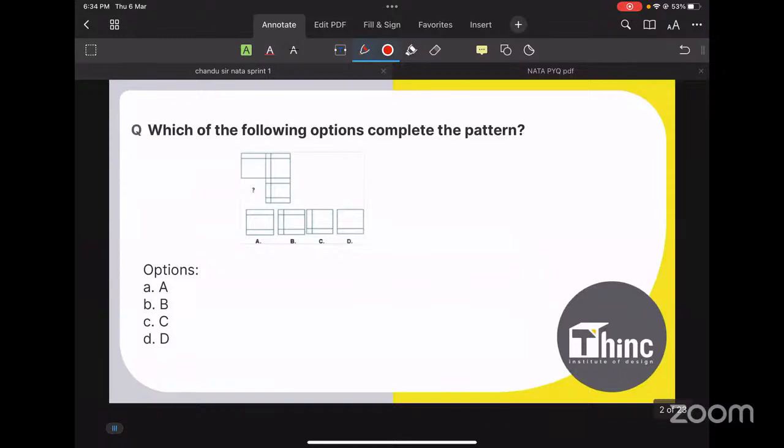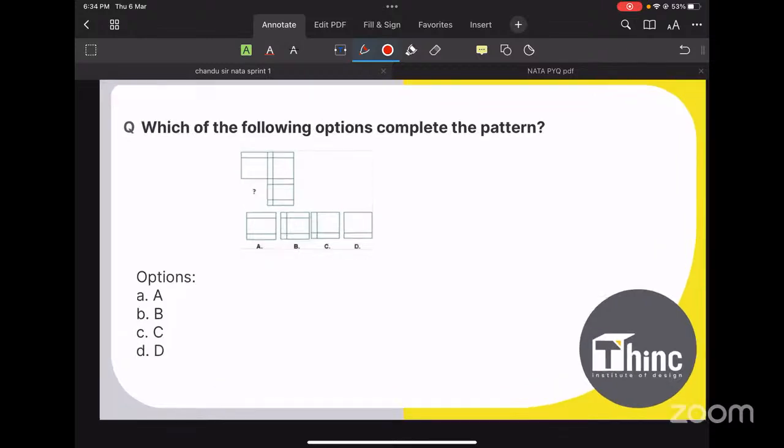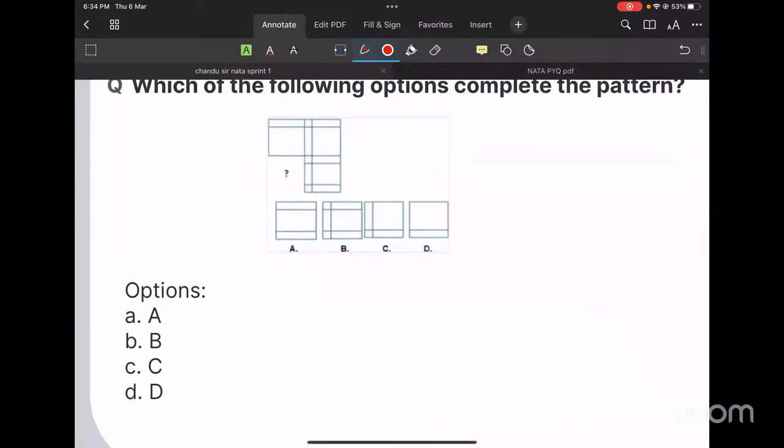Which of the following options complete the pattern? We need to take one piece from these four options and place it on the place of the question mark. So continuity is very much important over here, continuity of the lines. We need to look for the continuity of the lines. You can put your responses in the chat. I'm keenly waiting for your responses.